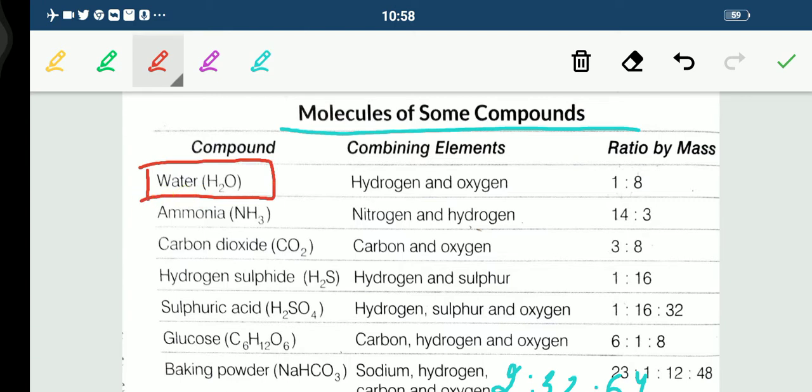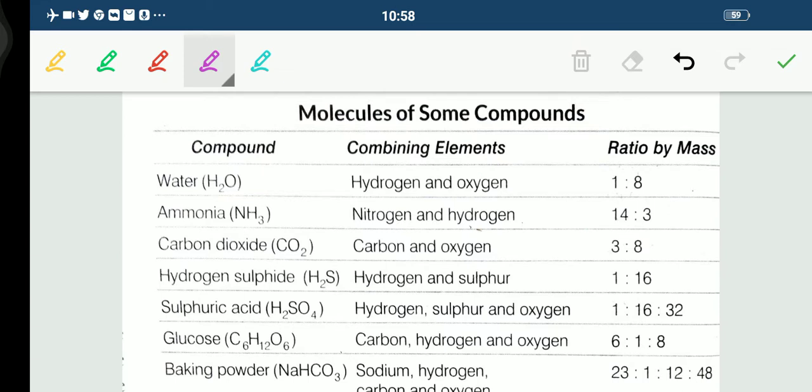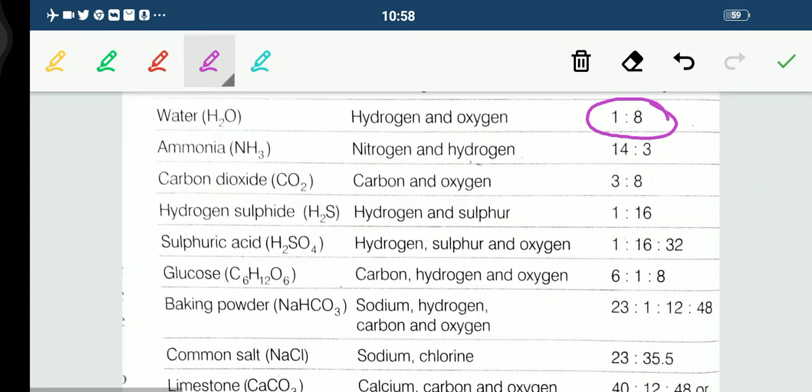Now, talking about water, children, how many combining elements are there? Two. First one is hydrogen, then we have oxygen. Now, see, the atomic mass of hydrogen is 1, and here 2 atoms are associated with hydrogen. So, 1 multiplied by 2 gives us 2. Similarly, the atomic mass of oxygen is 16. So, 2 is to 16, 2 ones are 2 and 2 eights are 16. Your answer would be 1 is to 8. This is the ratio by mass.